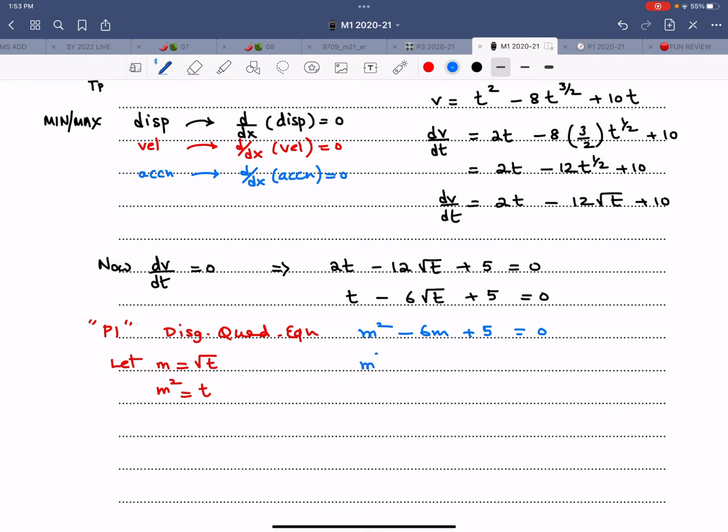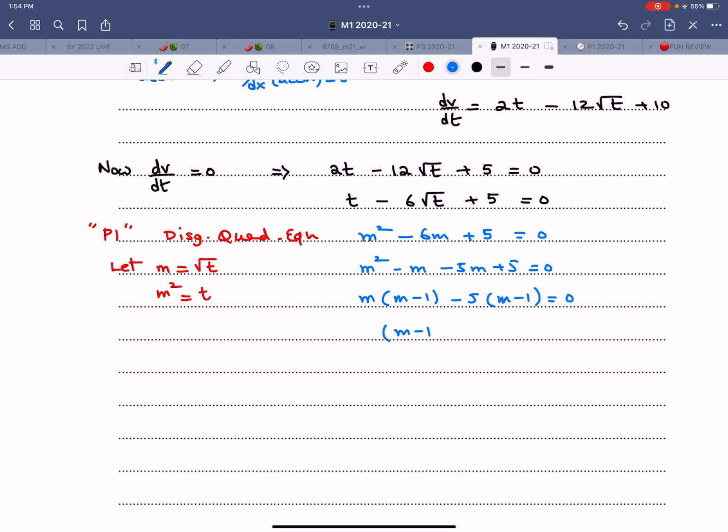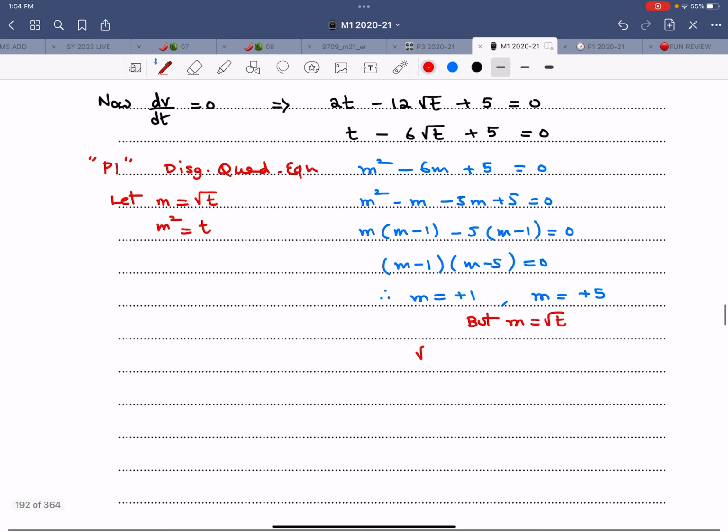So m squared minus m minus 5m plus 5 equals 0. m(m minus 1) minus 5(m minus 1) equals 0. Therefore, (m minus 1)(m minus 5) equals 0. Therefore, m comes out to be 1 and m comes out to be 5. But we are not solving for m, m is the square root of t. So the square root of t is 1, and the square root of t is 5. Squaring, t is 1 and t is 25.